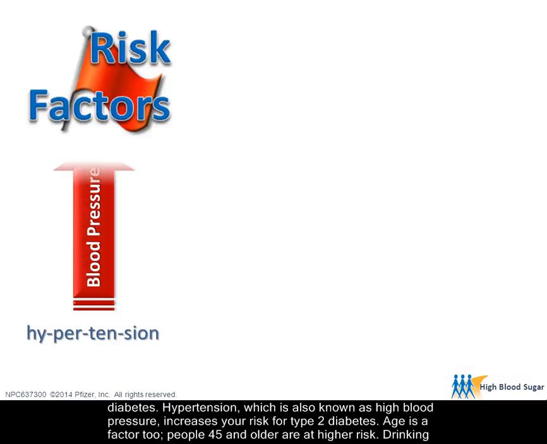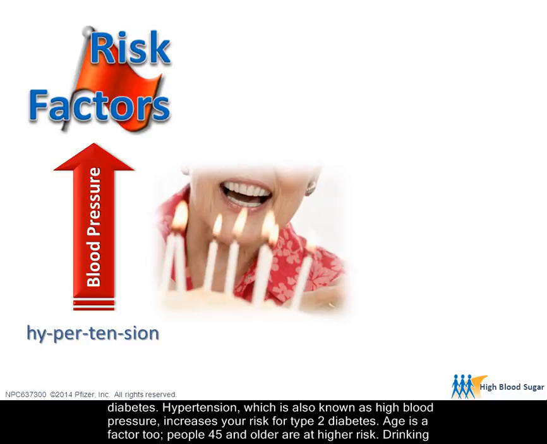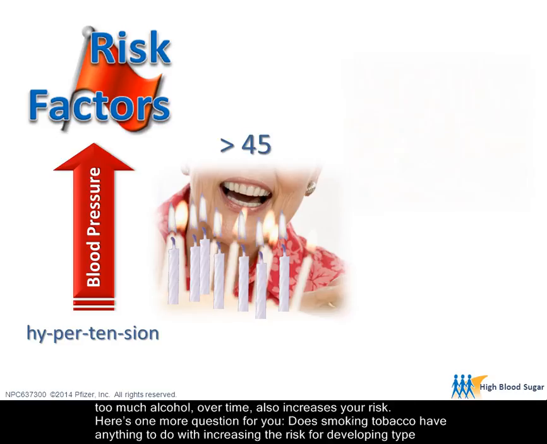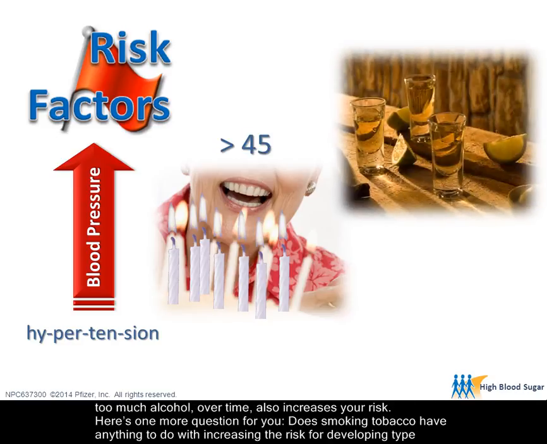Hypertension, which is also known as high blood pressure, increases your risk for type 2 diabetes. Age is a factor too. People 45 and older are at higher risk. Drinking too much alcohol over time also increases your risk.